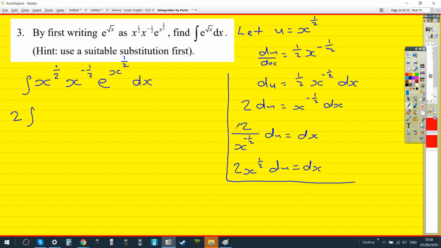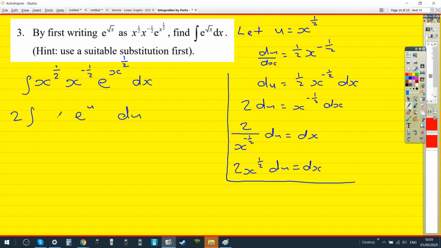You can think of it that way. Those two cancel. So we have e to the x to the half. Are we changing that to e to the u? Oh, yeah. And that's with respect to u. So what is x to the half? Oh, x to the half is u, isn't it? Yeah, so it's just u.